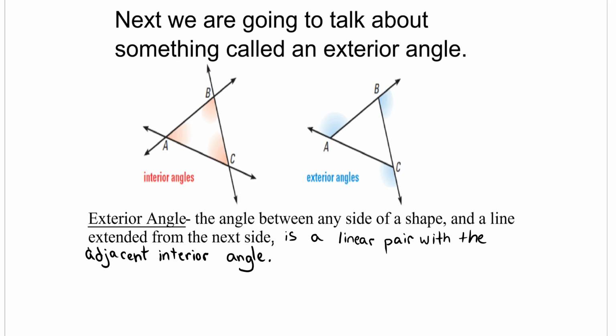Okay, so our next topic is going to deal with something called an exterior angle. So we've talked a lot about interior angles, the angles inside of a triangle. But what we're going to look at now are those exterior angles, and those are the angles that are formed by a side that is continued. So if we look at this angle here, it's a side that's continued and the outside of another side. So this would be an exterior angle.